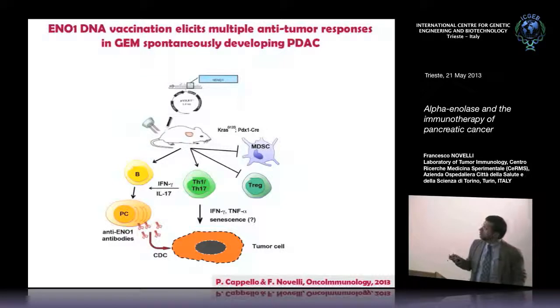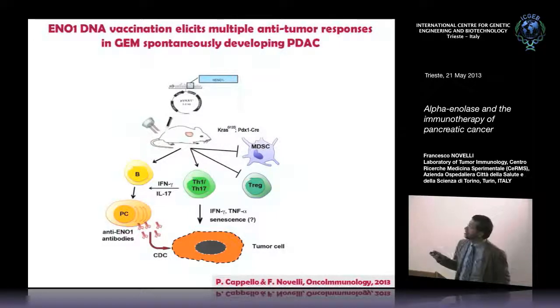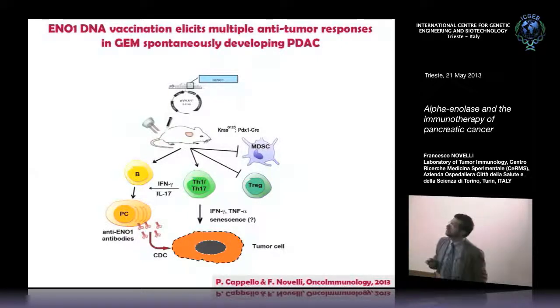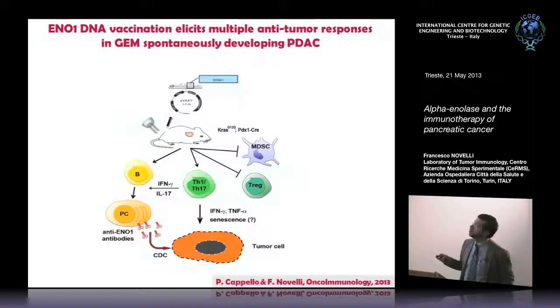So, to summarize the effect of enolase vaccination in GEM mice through DNA vaccination: those mice can be vaccinated. This vaccination first induces production of antibodies against enolase that are able to kill tumor cells through complement-dependent cytotoxicity. There is a parallel induction of Th1 and Th17, and through the production of interferon gamma and IL-17, those two cytokines can help the switch toward plasma cells that produce cytotoxic subclasses of the antibody. In parallel, the production of interferon gamma and TNF-alpha can induce senescence in tumor cells.